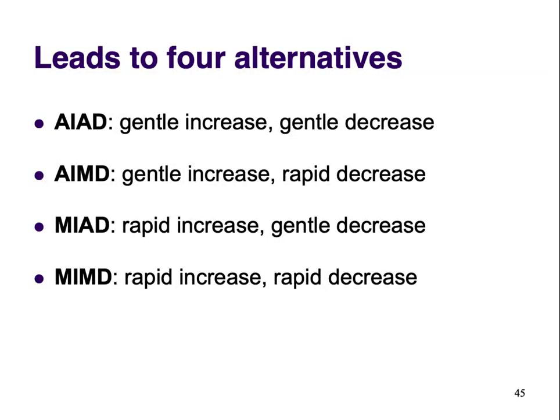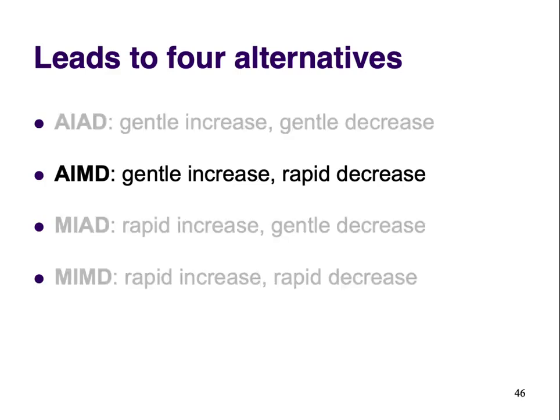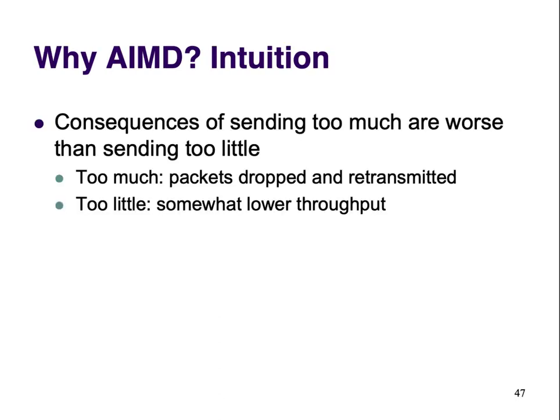The last one. Interesting. Okay. I'm going to tell you that the answer is the second one, AIMD, that you increase gently and you decrease rapidly. And we'll talk about why. The intuition is that getting it wrong and sending too much is usually worse than sending too little. Because if you send too much, you congest the network, you get loss and you get delay. If you send too little, you're just getting somewhat lower throughput.